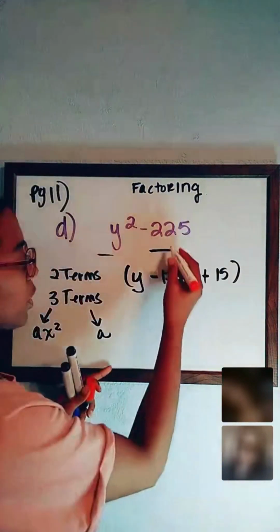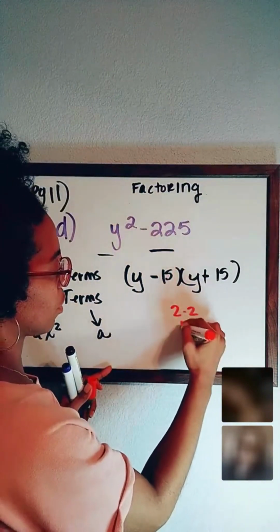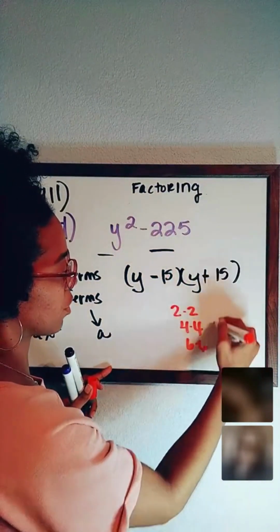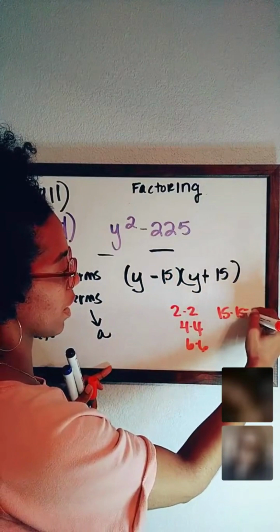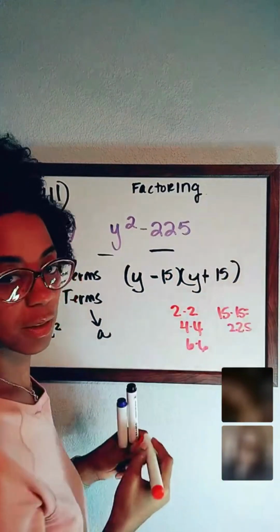So square 225, think about it, 2 times 2, 4 times 4, 6 times 6. You're just going down the list. So 15 times 15 is 225.